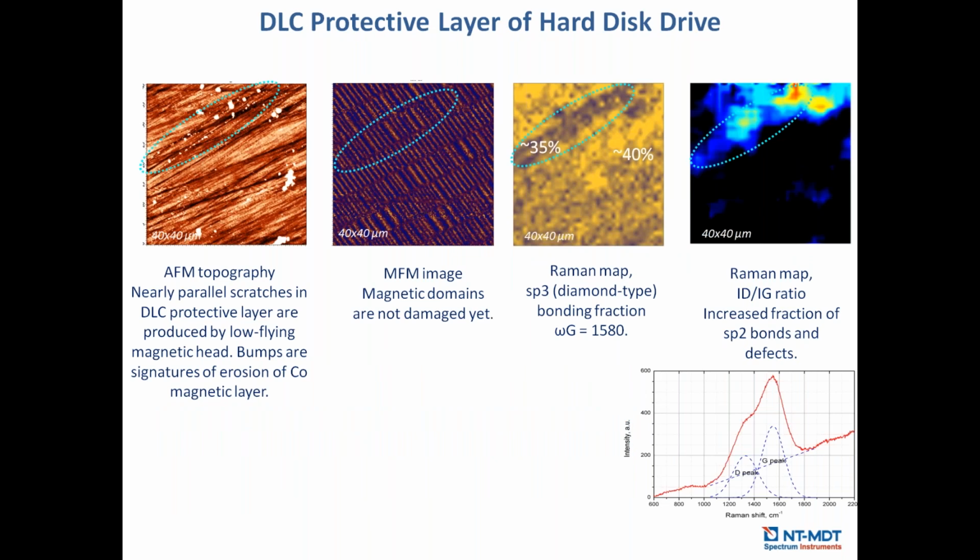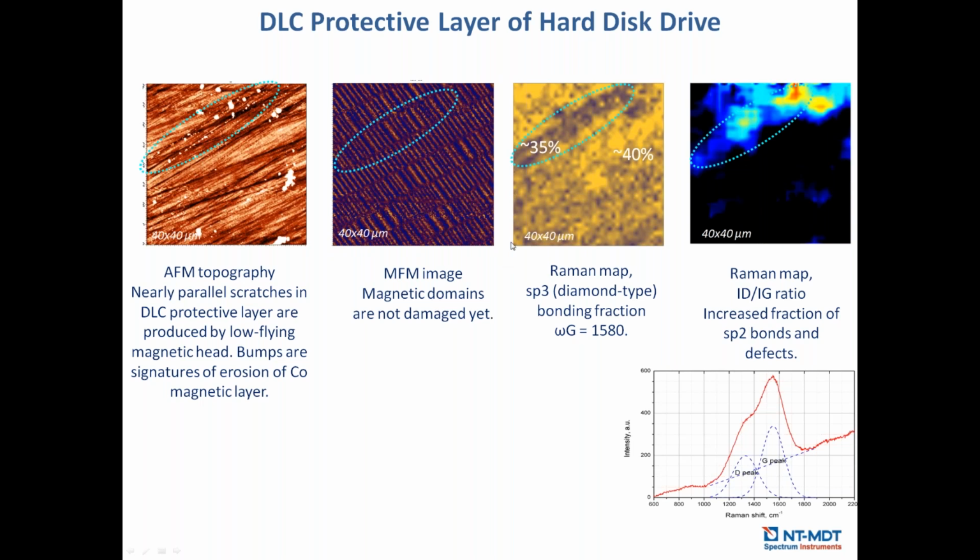And this is an example from the hard disk drive industry. The disk is coated by diamond-like coating, and it's important to evaluate how stable the coating is during operation. On this image we can see some scratches on the topography, but fortunately the magnetic domain structure is not affected at all.